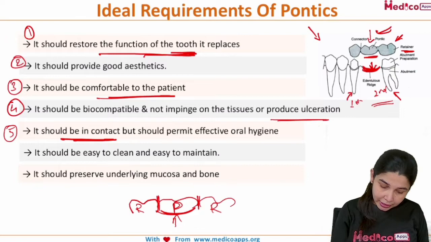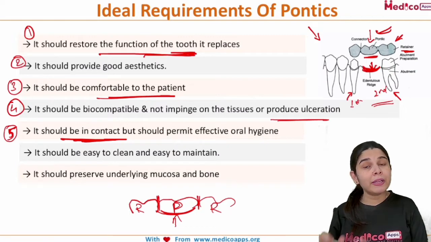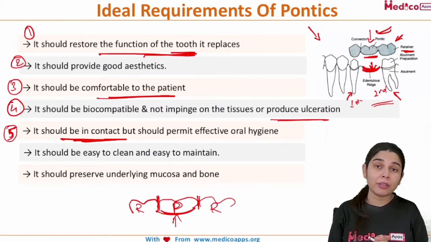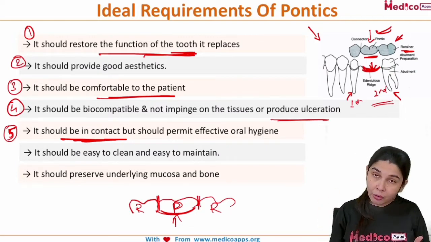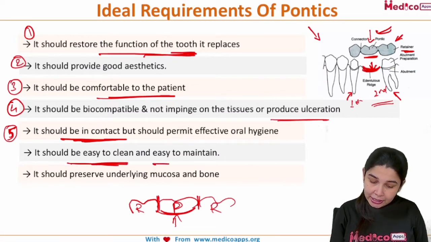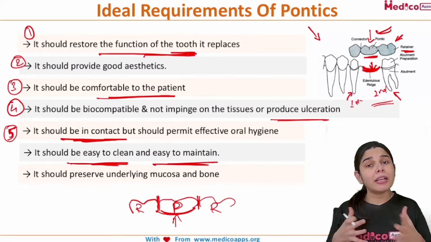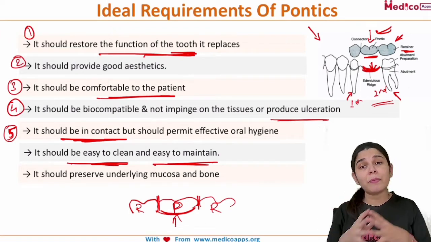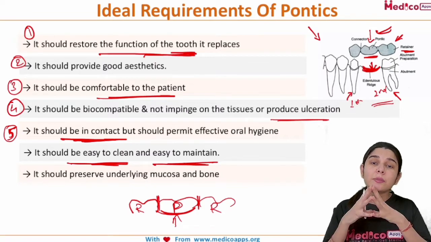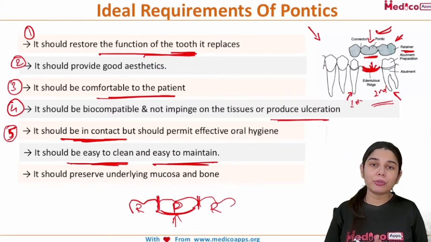So the fifth important ideal requirement is that it should be in contact, but it should also permit effective oral hygiene of the patient. And how is effective oral hygiene achieved? By easy cleaning and easy maintenance. The patient should not have a complicated thing to maintain in these Pontics. So we have to take care of the ideal requirements when we are giving a Pontic to the patient.